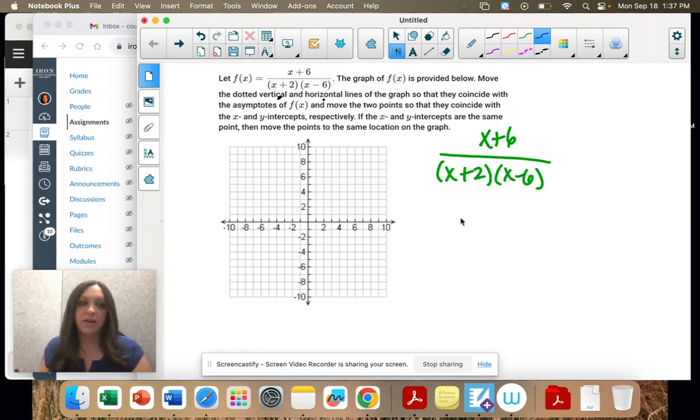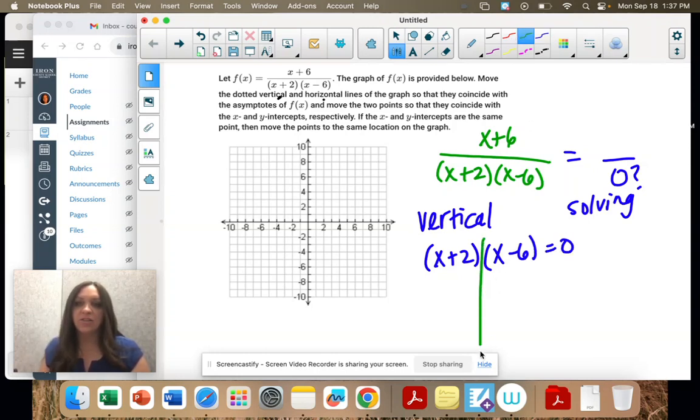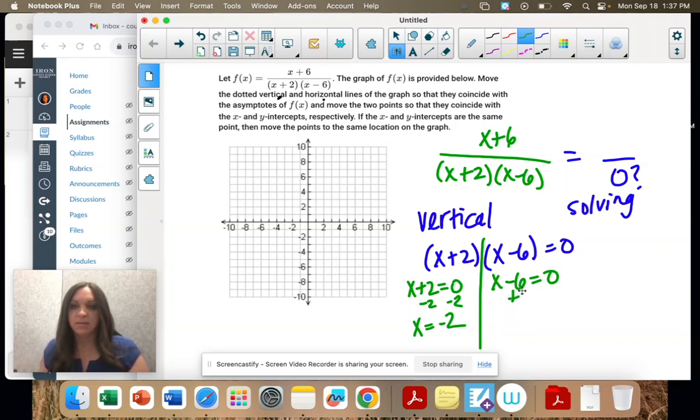In order to find the vertical asymptotes, we have to find out what values make the denominator 0. And we do that by solving the denominator. And this is nice, it's in factored form, so it's really easy to solve. We set each factor equal to 0. And then it ends up just being the opposite signs. You can probably see that.